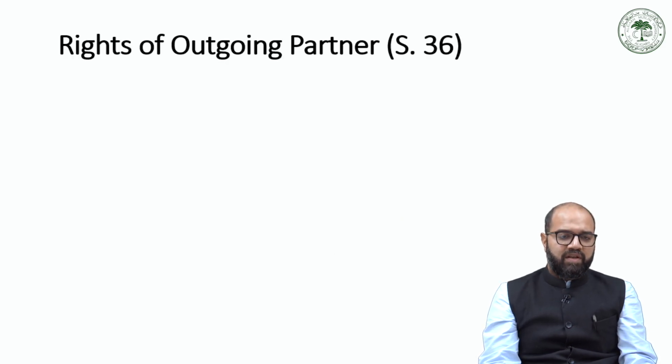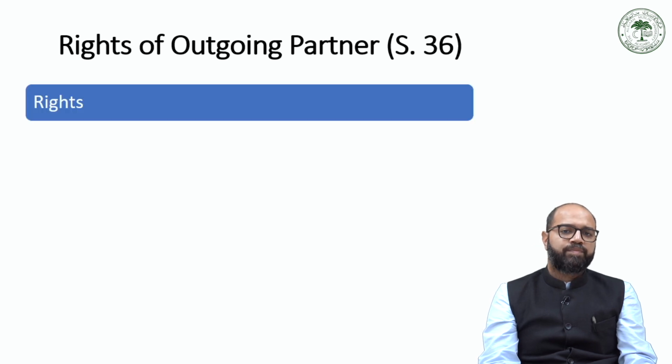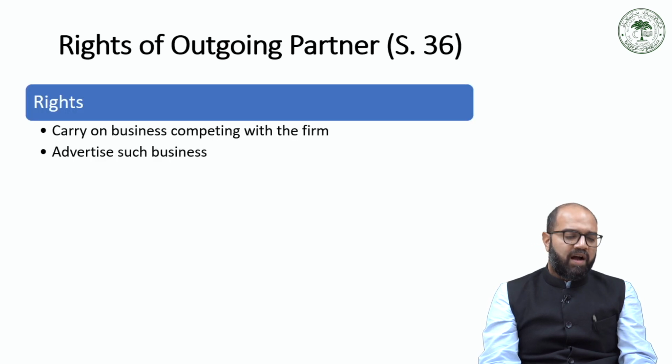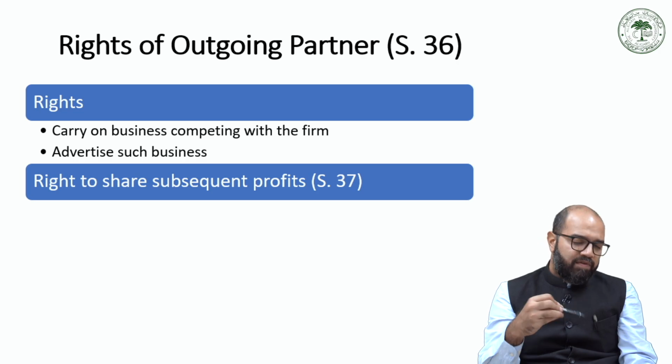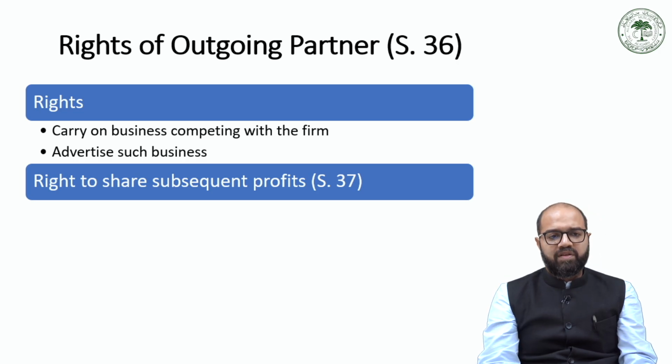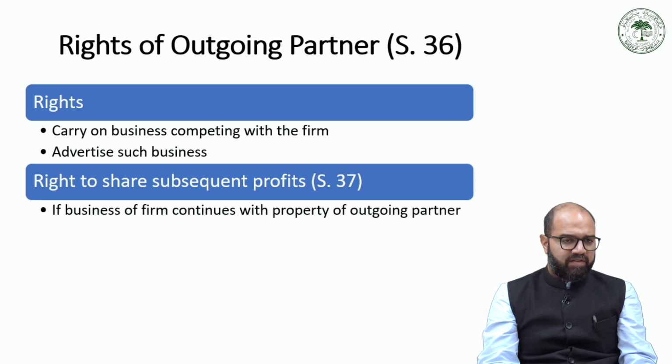Now we shall be discussing some of the rights of an outgoing partner provided under Section 36. So the rights are that after a partner has exited the business, he can carry on the business like his own business, which may be in competition with the business of his erstwhile firm, and he may also advertise such business. There are certain situations provided under Section 37 where even after a partner has exited the business, he can share the profits which are earned by the firm after his exit.